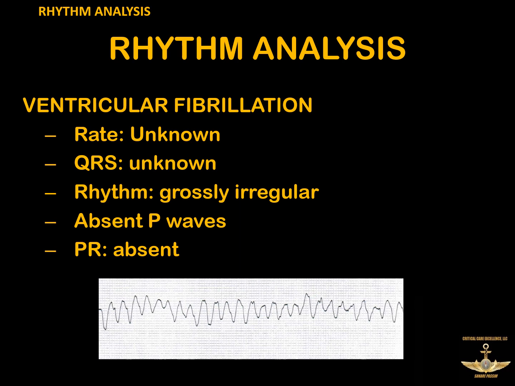Now VFib can vary in its intensity. You can have coarse VFib, which is kind of what you see here, and then you can have very fine VFib, which is just very little variation from the baseline. The underlying cause is probably the same. Usually this is caused from ischemia secondary to myocardial infarction. That's where you're going to see it the most. And the treatment for this is defibrillation and CPR, and repeat as long as it's there.